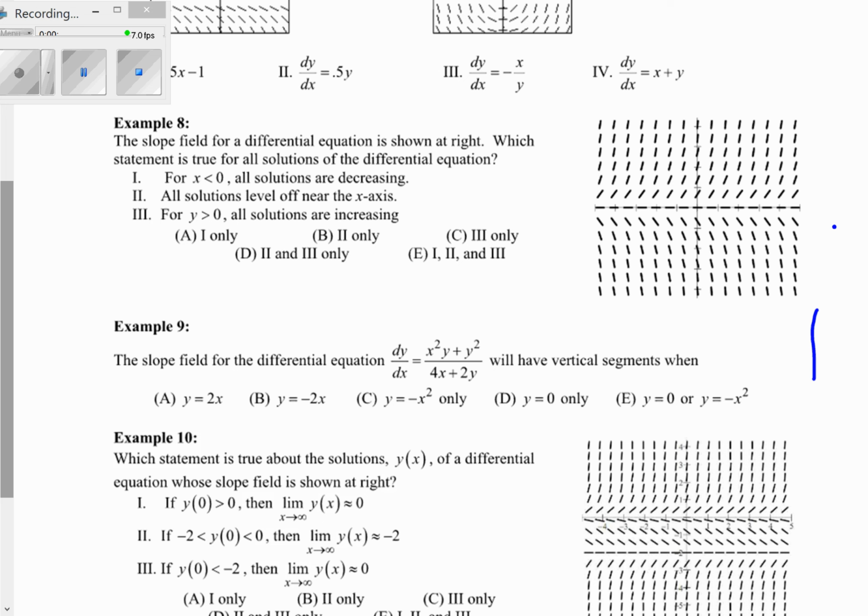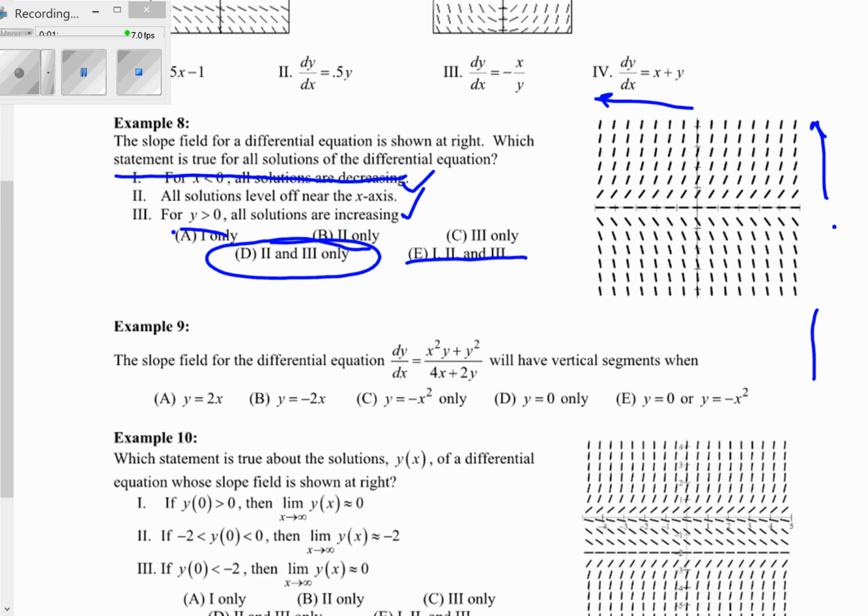For x less than 0, so that means any x value less than 0, we're talking about over here, all solutions are decreasing. And that wouldn't be true because if we start a solution over here, it's going to be increasing. All right, so that one is not true. So I'm going to cross it off, and any answer with 1, I'm also going to cross off. All solutions level off near the x-axis. Okay, and that is true because as you come along here, it's kind of leveling off. As you come along here, it's leveling off. All right, so that is true. For y greater than 0, so now we're talking this piece, all solutions are increasing, and that is also true. So we're left with this.